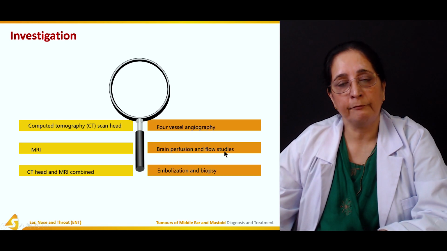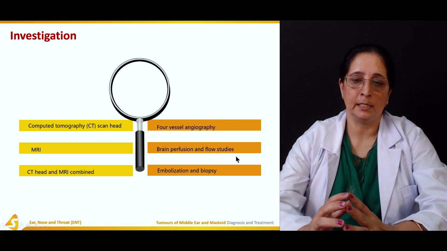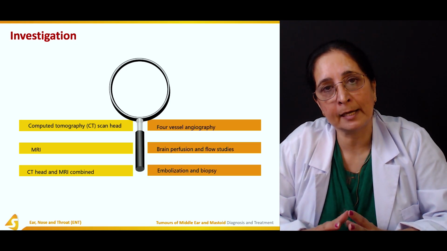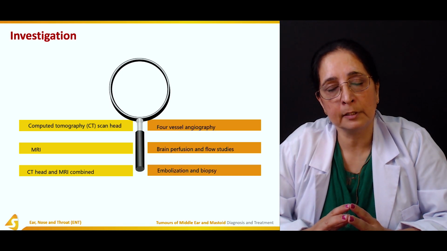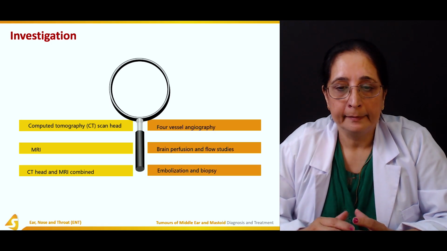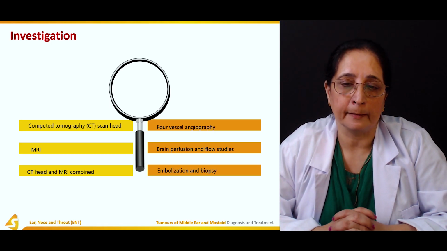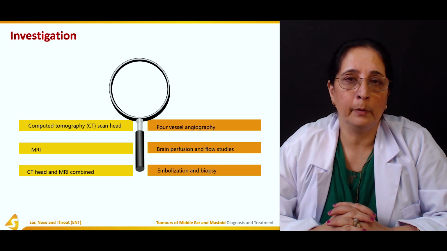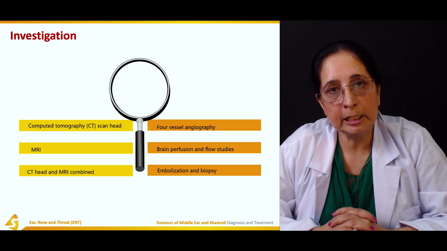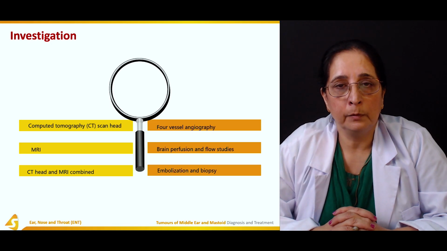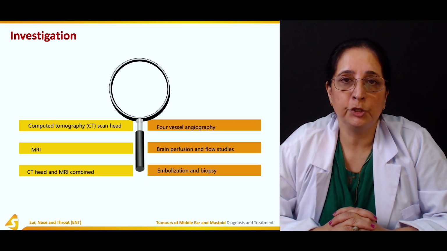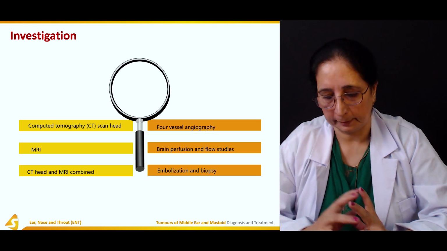Brain perfusion and flow studies. Brain perfusion is important to find out if the blood flow to the brain is affected by the tumor, and what the flow studies show. So this is again an important test to be performed. Then embolization and biopsy are performed for the staging of the tumor, to diagnose what type of tumor it is, what the extent of the tumor is, and what the stage of the tumor is.